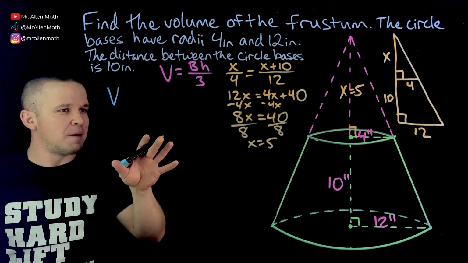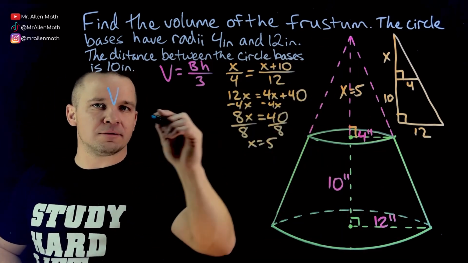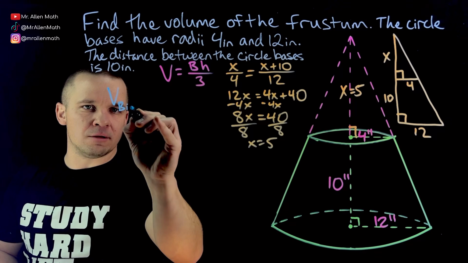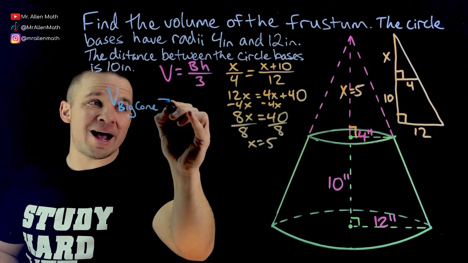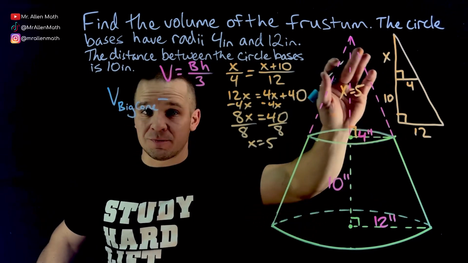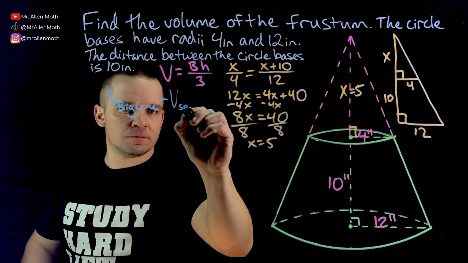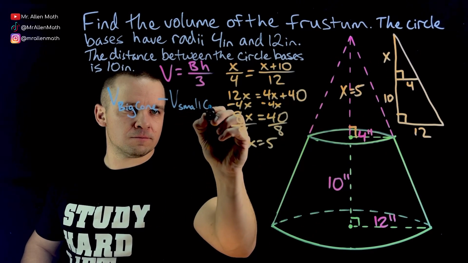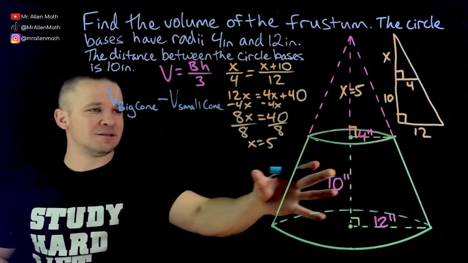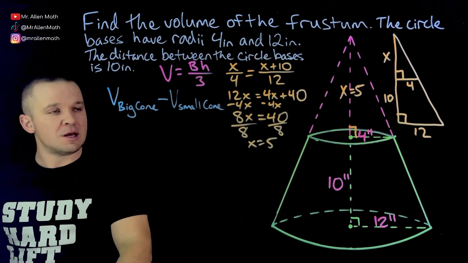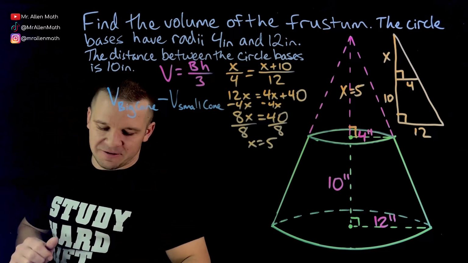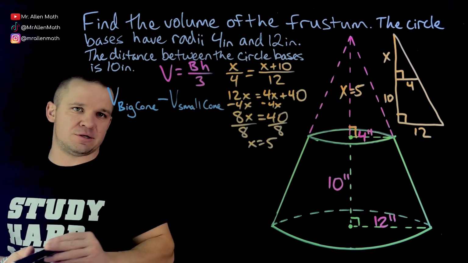If I took the volume of the big cone, the whole thing, and I subtract the volume of the small cone, would that give me the frustum, right? Yes, it would. So let's find the volume of the big cone first, okay?